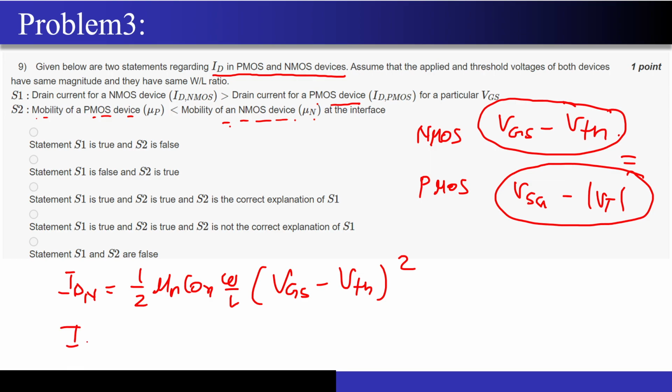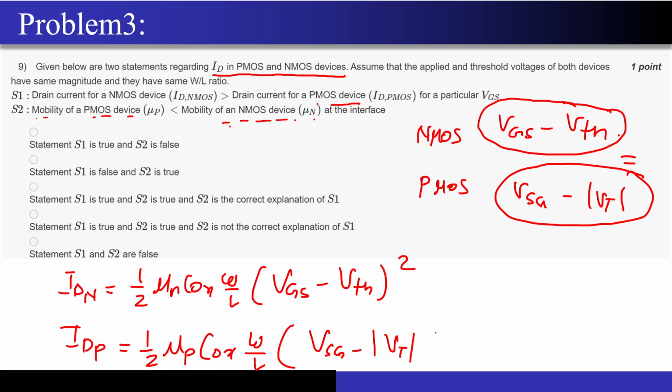And now ID of PMOS will be what? See, the carriers were electrons in the NMOS. The carriers over here are holes, right? So I have to write mu P, and VGS minus VTH you can replace with VSG minus mod VT, because VT is negative for PMOS, right? So I put mod VT over here, and this is the square. Let's say this is equation number 1, this is equation number 2.